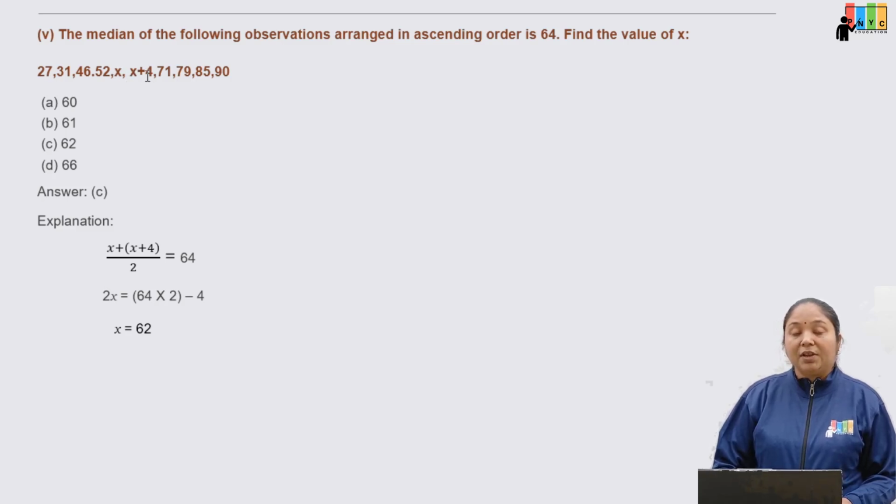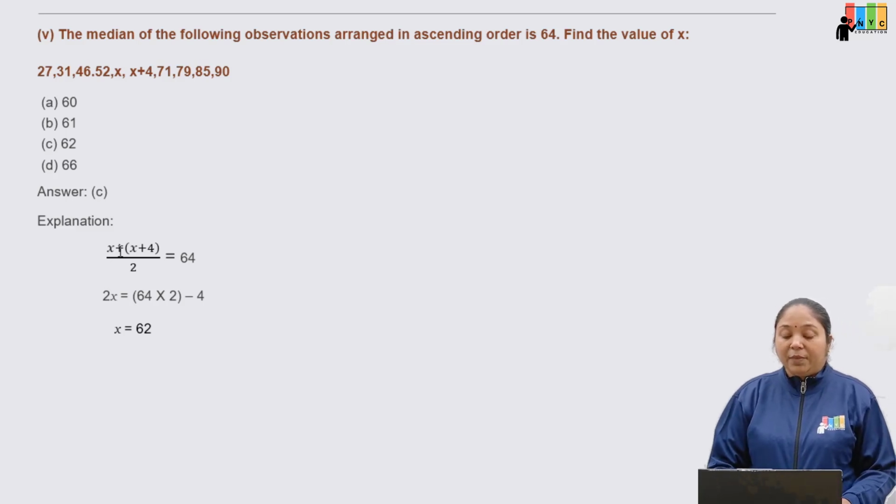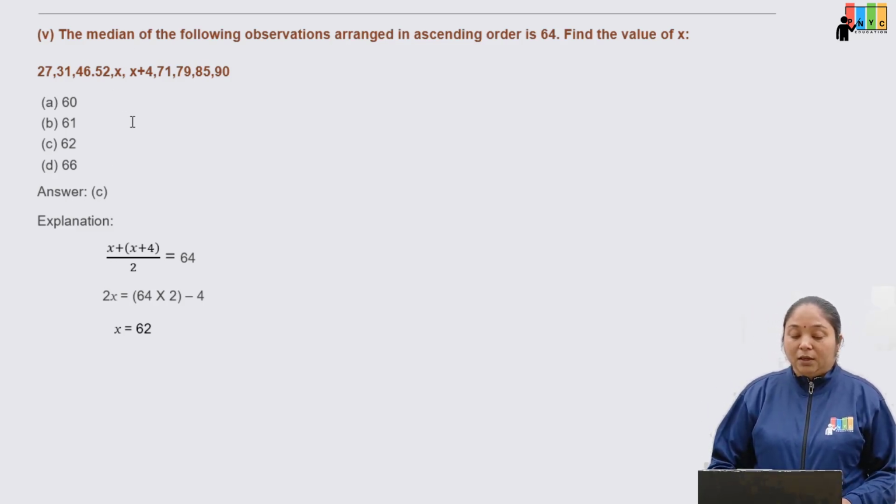Here two terms are given in x form. So what will be the median? Here x and x + 4, these two terms divided by 2 is equal to 64. It is already given. So solving this, what do we get? 2x = 64 into 2 minus 4, that is x = 62. So x is equal to 62. Option C is the correct option.